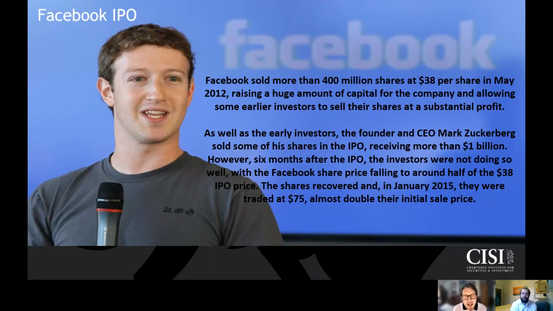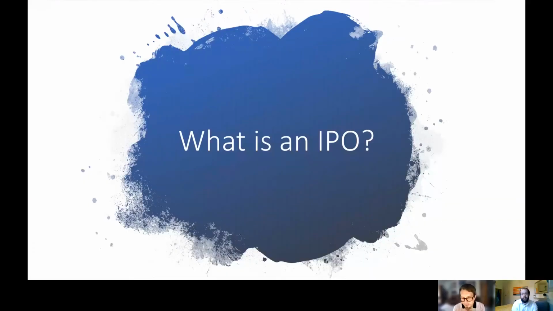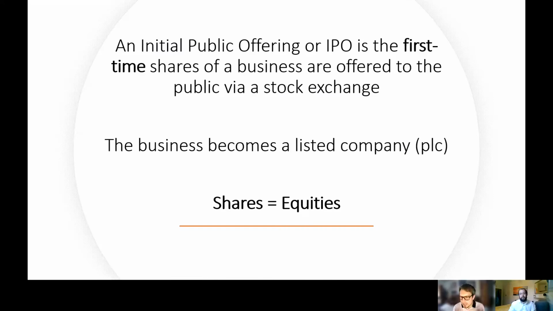Thanks, Matt. So just to summarize some of that, we've spoken about what an IPO is, but just to recap. An initial public offering, or IPO, is the first time shares of a business are offered to the public via a stock exchange. So in the UK, a company will become a listed public limited company. And remember that when we're talking about shares, one of the names given to them is equities, which really refers to the fact that you have ownership in something. So part ownership of a company, if you like.